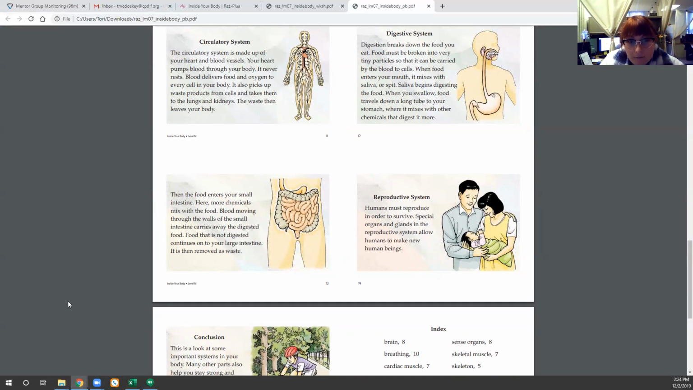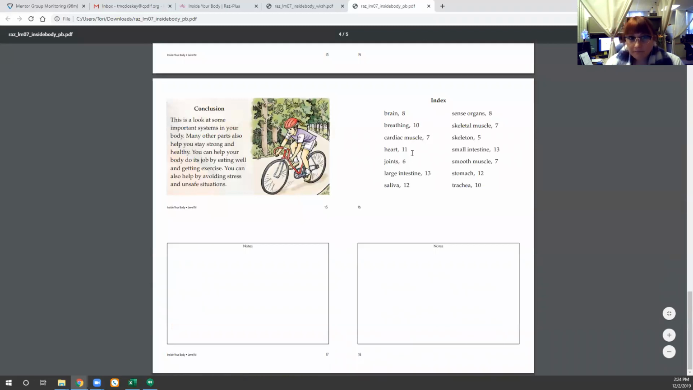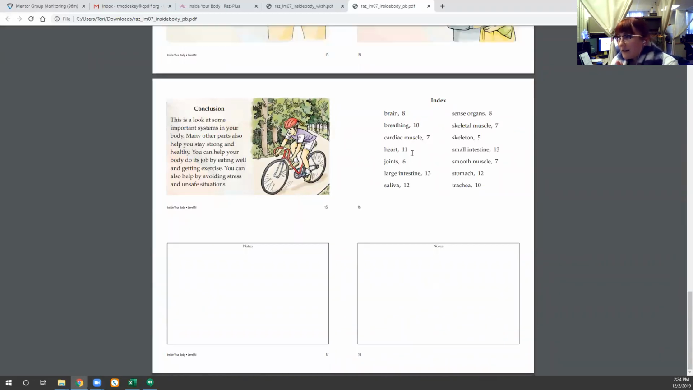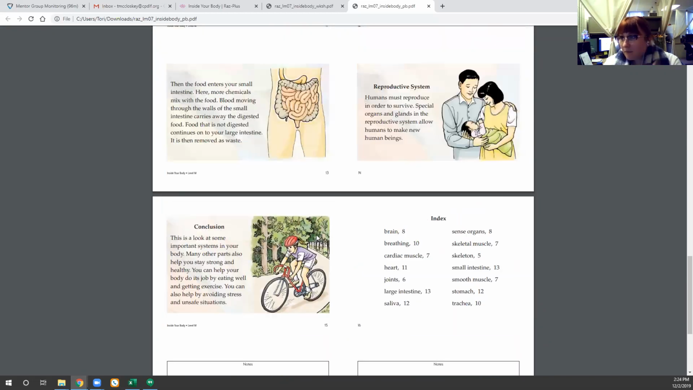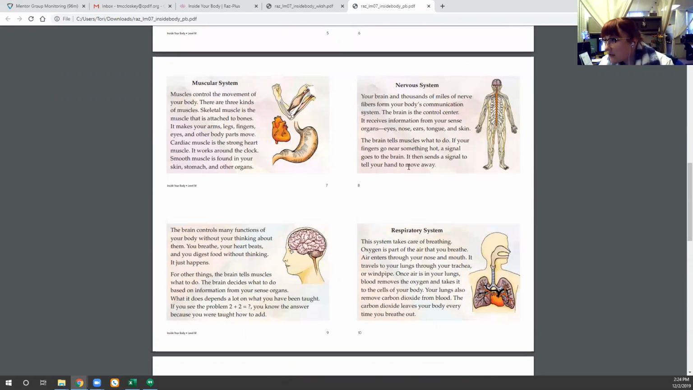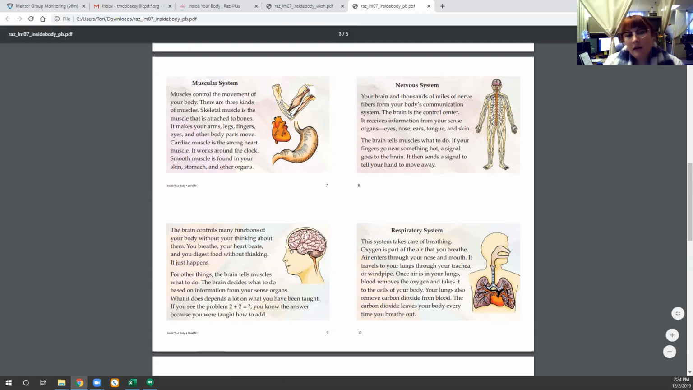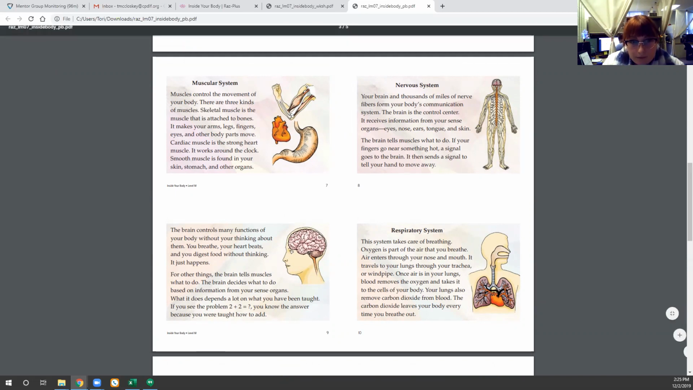All right, so let's look at the index. In the index, there's just 1 or 2 words and a number beside it. This means that I can find the definition of that word on the page that's stated. So the definition of brain is on page 8. So if I have a question about the brain, I should probably go to page 8 to find that definition, because this is the nervous system and it talks all about the brain. So that's a good tool to use.